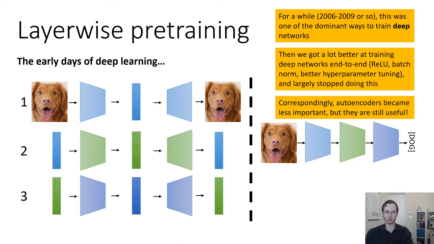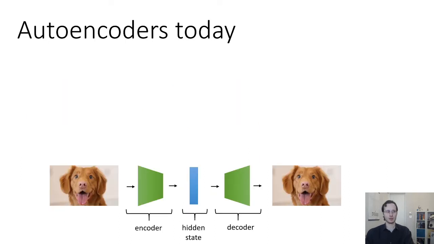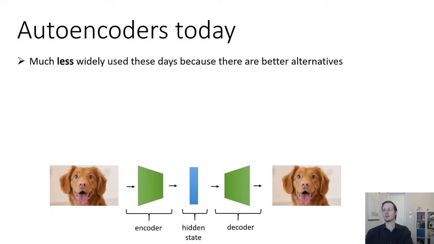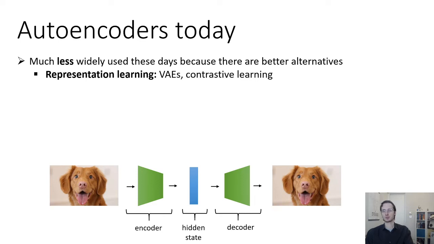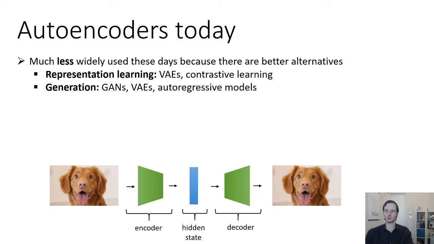And of course, correspondingly, autoencoders became less important once people figured out how to do end-to-end training because they didn't need to do layer-wise pre-training anymore. So where are autoencoders at today? Well, they're much less widely used these days because there are better alternatives. So for representation learning, things like variational autoencoders, which are actually probabilistic generative models, which we'll learn about on Wednesday, and contrastive learning, those have sort of supplanted more conventional autoencoders. For generation, GANs, VAEs, and autoregressive models tend to do better at generation, and you can actually sample images from them, whereas you can't sample from a denoising autoencoder or a sparse autoencoder.